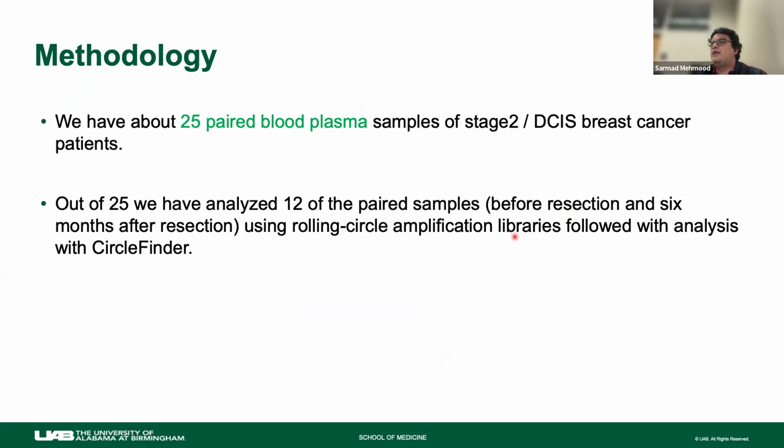So we had about 25 paired blood plasma libraries for stage 2 and DCIS breast cancer patients. We have analyzed 12 of them, and we are in the process of analyzing the others using rolling circle amplification, followed by analysis with Circle-Finder.